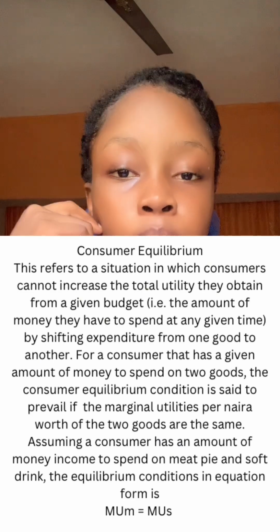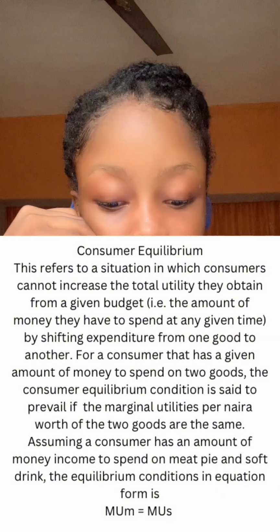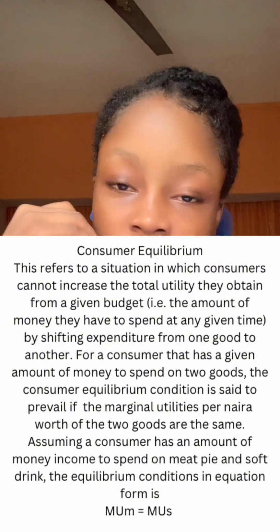The consumer equilibrium occurs when total utility cannot be increased by shifting expenditure from one good to another. For example, the consumer has a particular amount of money to spend on two goods. Let's use meat pie and soft drink. The equilibrium occurs when the marginal utility derived from meat pie is equal to that of soft drink. If the marginal utility of either of them decreases, it would lead to a state of disequilibrium.